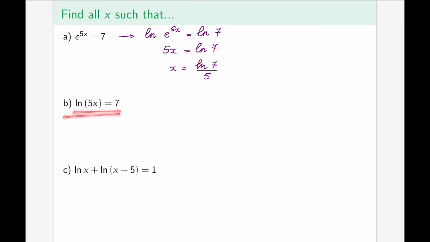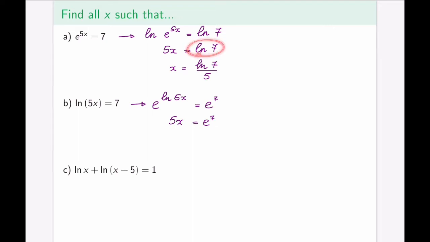The next equation is very similar to the first one, except that instead of a power of e, we have a logarithm of 5x. Because the logarithmic and exponential functions are inverses of each other, I'm actually going to do the exact opposite thing of what I've done in part A, and that is raise both sides to the power of e. So here I'm going to have e to the power of ln 5x equals e to the power of 7. And once again, remembering the laws, if the exponential function and logarithmic function are applied back to back, then what I get back, because they're inverses of each other, is just the actual argument on the inside. So 5x. And on the right-hand side, I have e to the 7th.